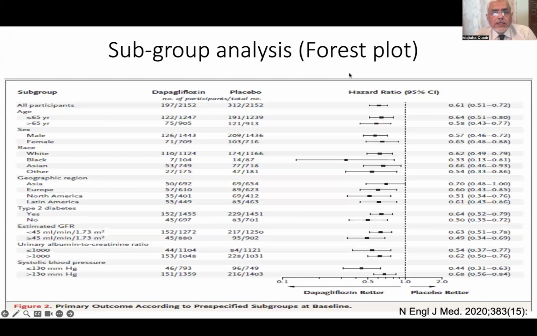This was a subgroup analysis from the New England Journal of Medicine DAPA-CKD study, and this forest plot shows the hazard ratios on the left of the midline, which shows benefit compared with placebo. But if you look at the Asian geographic region, the benefit was 0.7, but the confidence intervals hit the point of no effect, 1.00, which means that this effect in terms of primary outcome benefits of decline of rate of renal function and end-stage renal disease was not statistically significant.